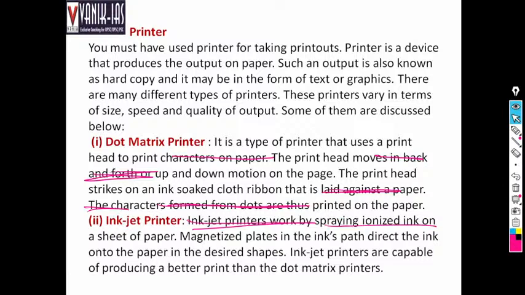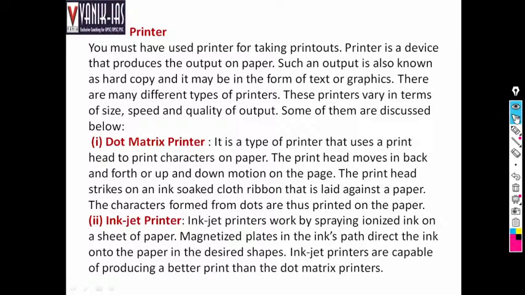So they are used especially for taking printouts, and they produce output on paper. It is also called hard copy. Many times you have taken certificates or documents like that. Then, dot matrix printer. What is a matrix? There are various types of printers. What are dot matrix printers?